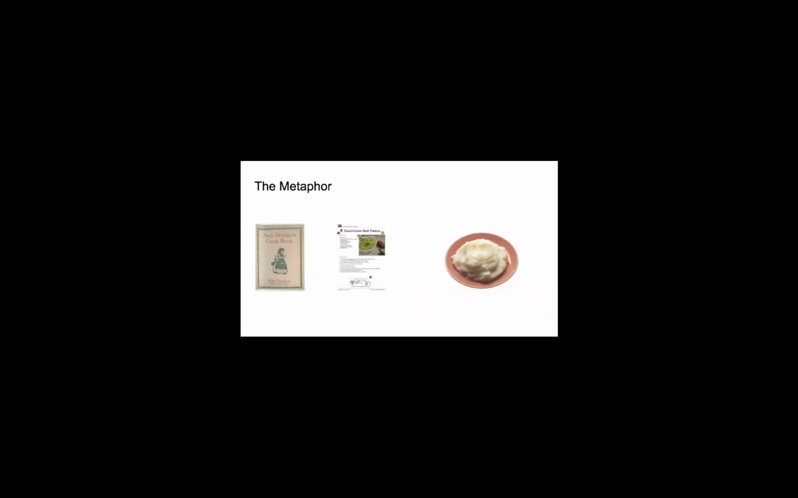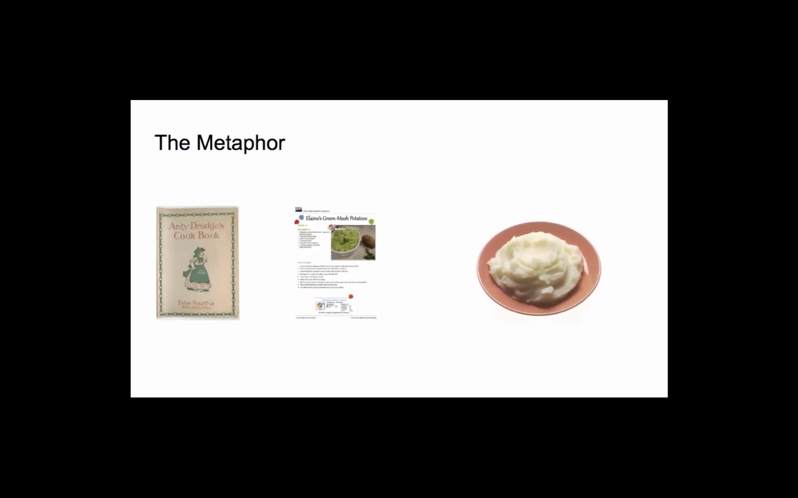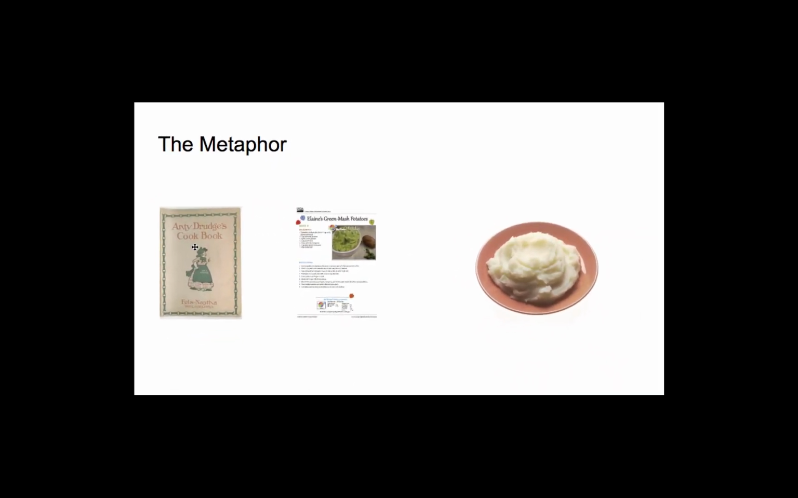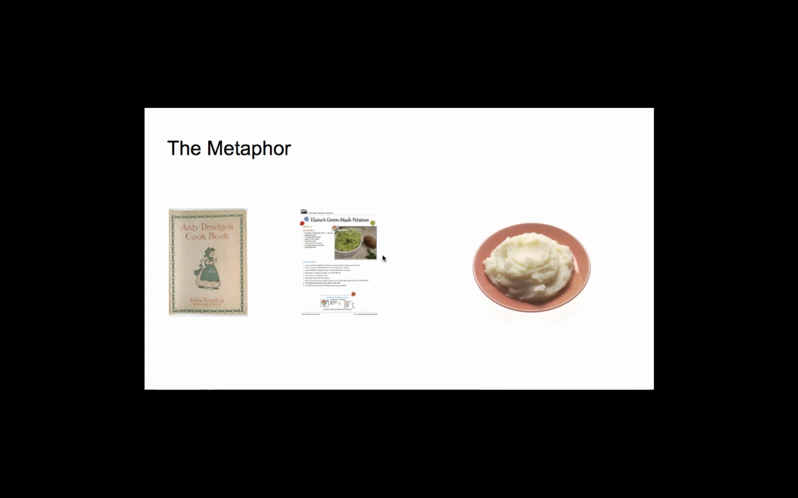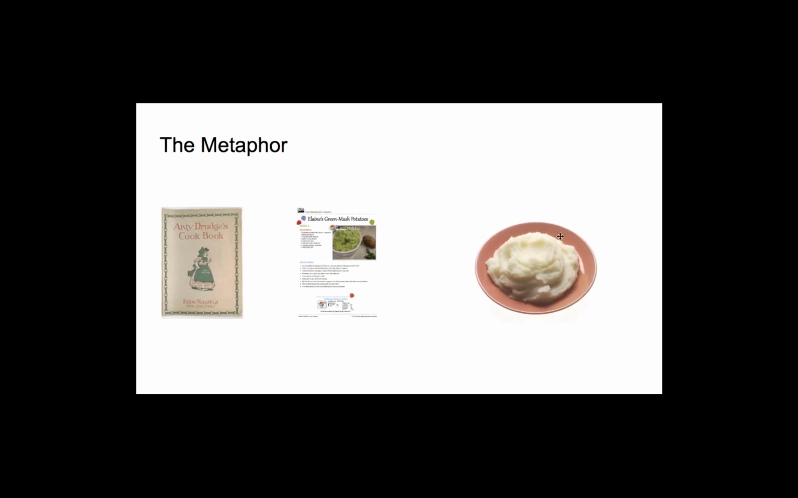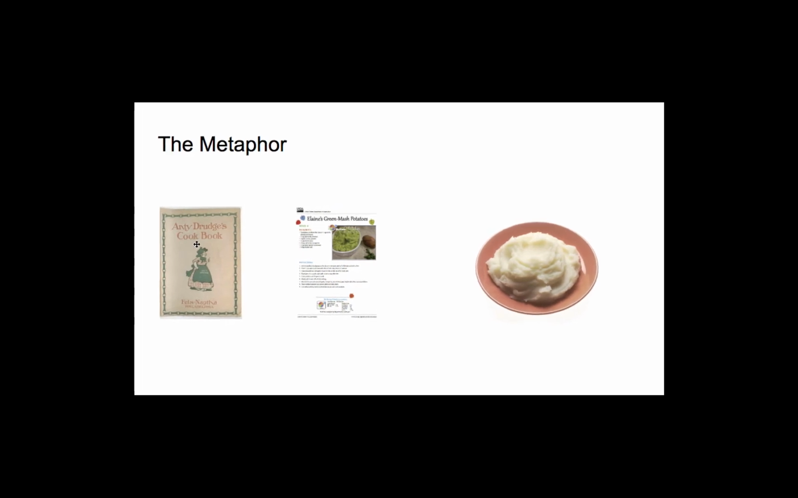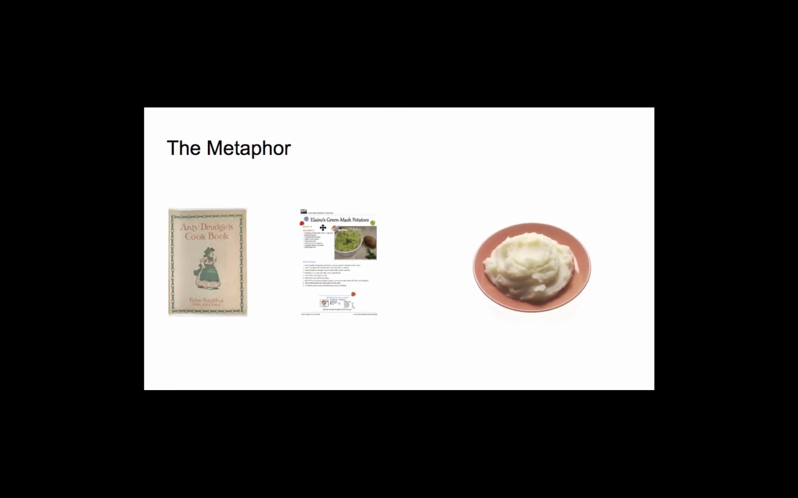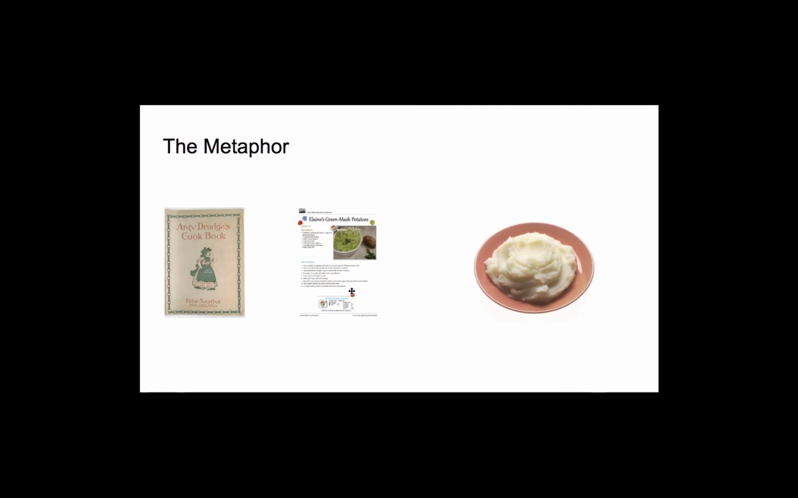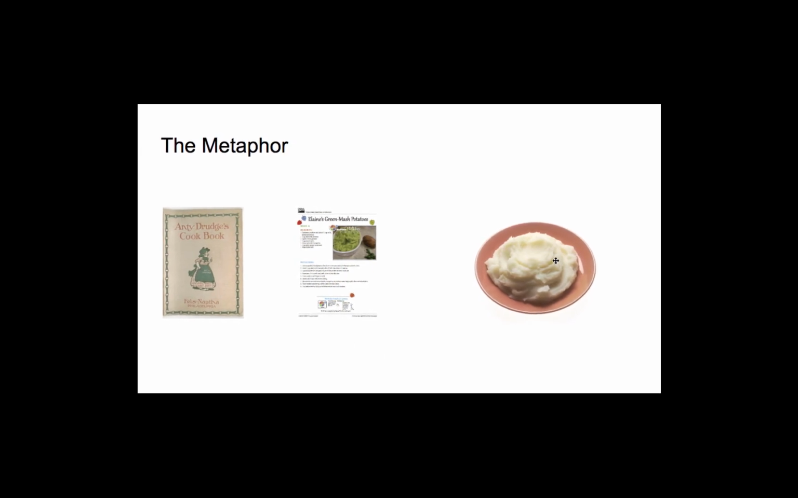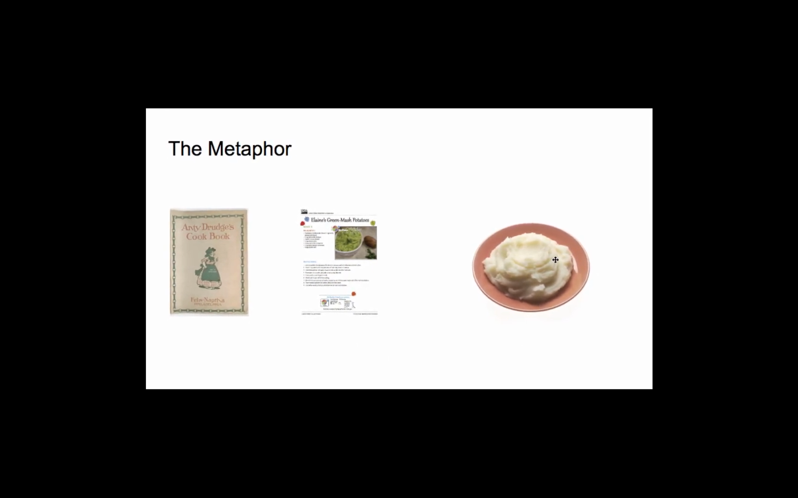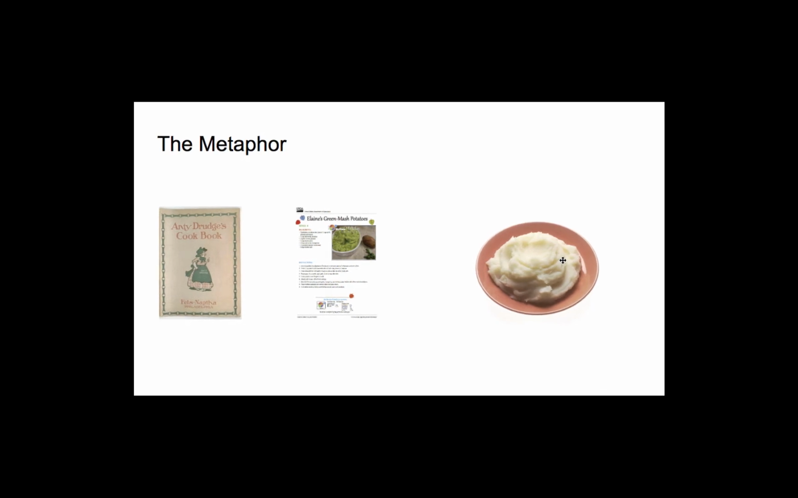So let's go ahead and metaphoricalize that whole thing. Let's say you have DNA, RNA, and a protein. So that in our metaphor is going to be Auntie Drudge's cookbook. Our RNA is going to be Elaine's green mashed potatoes, and then our protein is going to be the potatoes themselves.